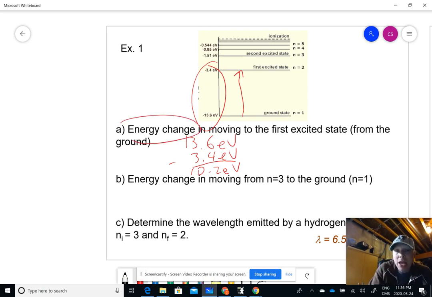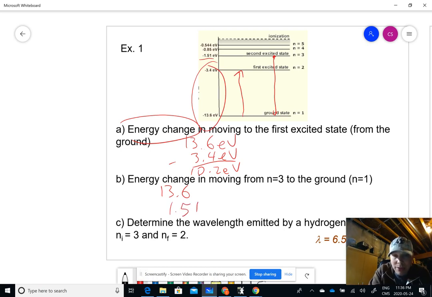Okay. The energy change in moving from n equals 3 to the ground state. And I should say that in part A we actually gained 10.2 electron volts. We had to absorb it. In this one here in B, we're going to lose this energy going from n equals 3 to n equals 1. So we're going to take 13.6 again, and I'm going to subtract 1.51.